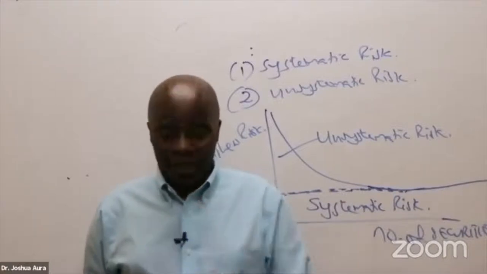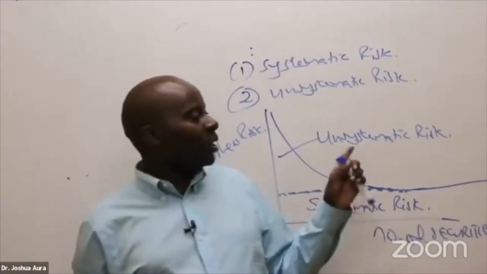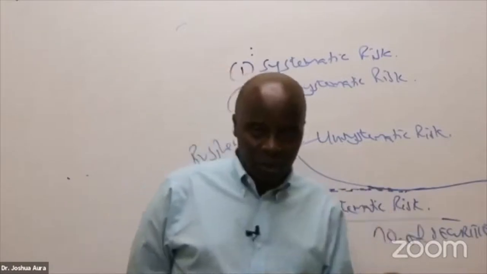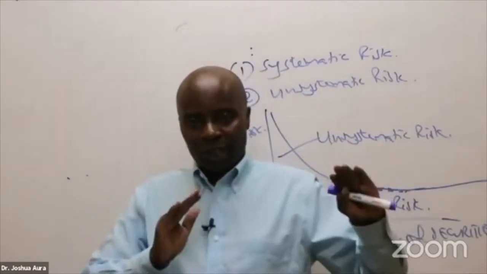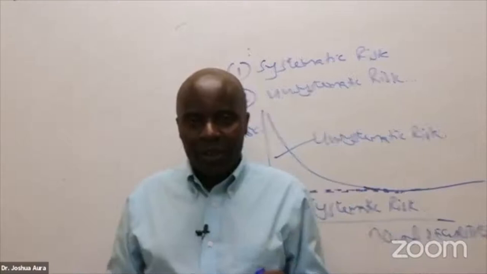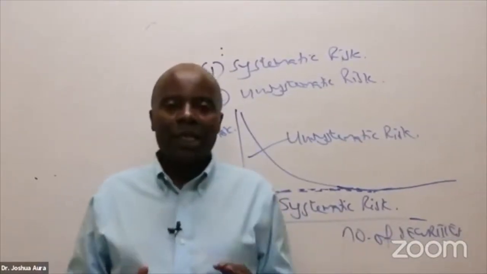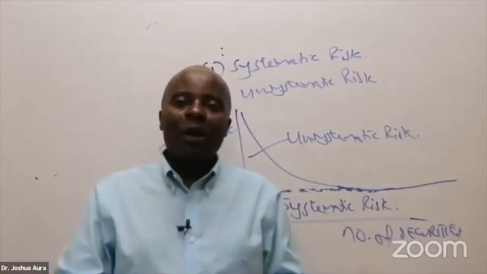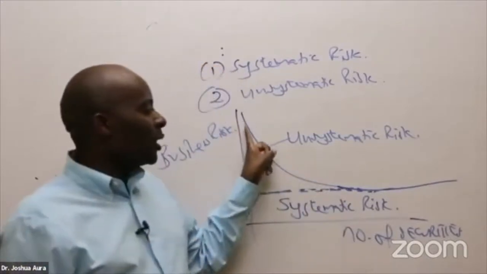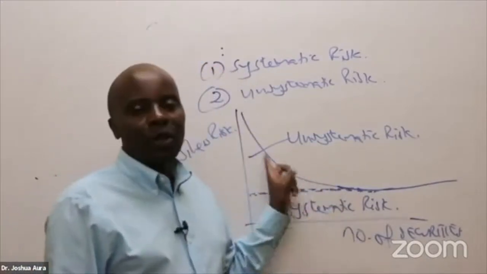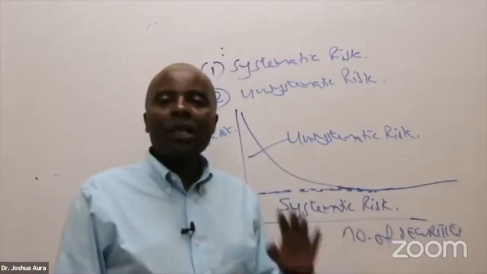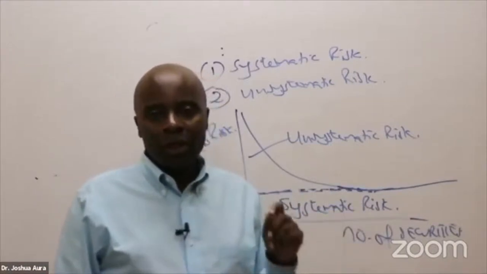Hey, my friends, what are we saying? We are saying, ladies and gentlemen, that because unsystematic risks affect specific companies, we can easily run away from them. And that is why you are seeing unsystematic risk reducing, and systematic risk does not reduce.